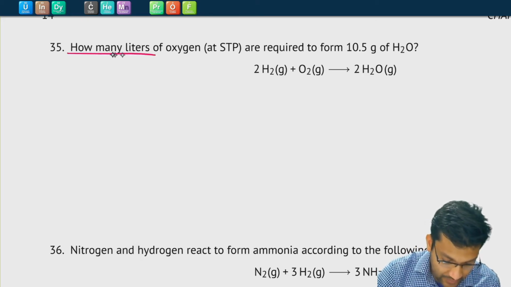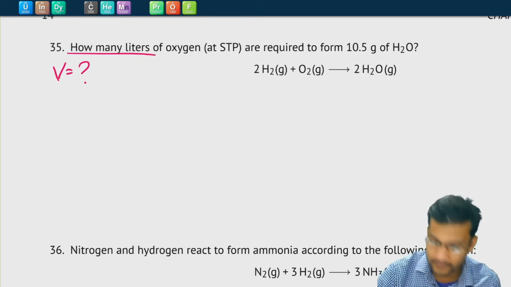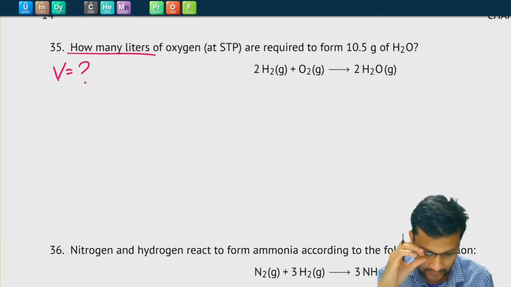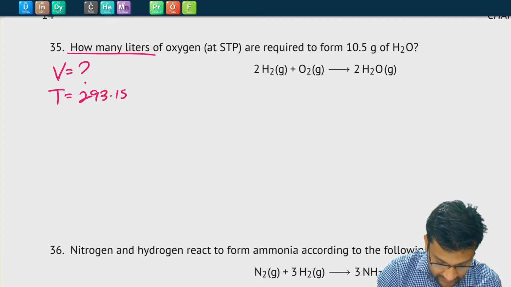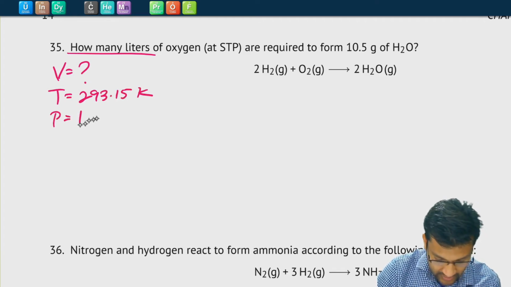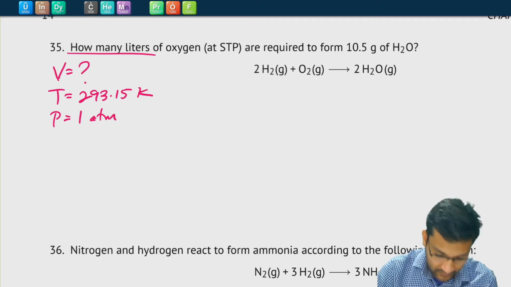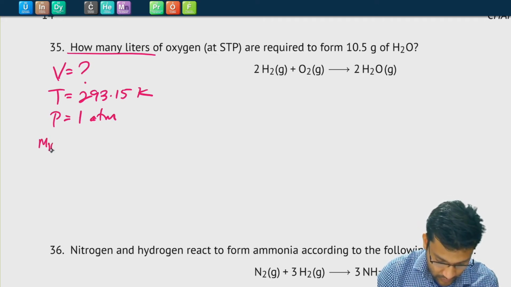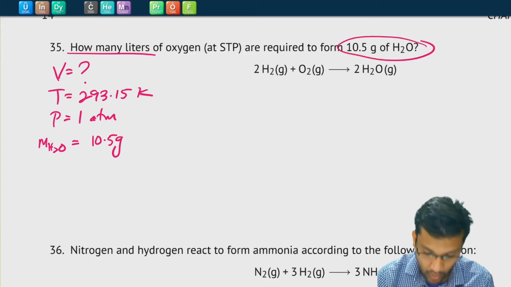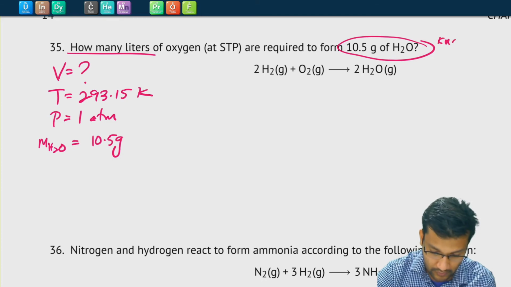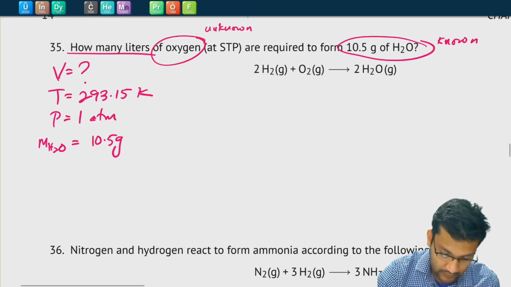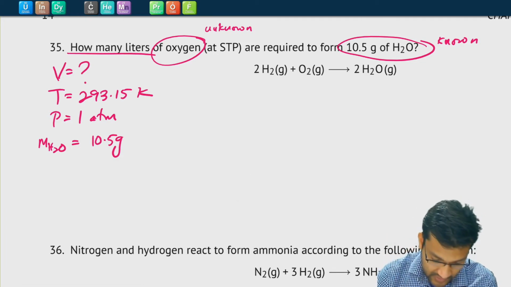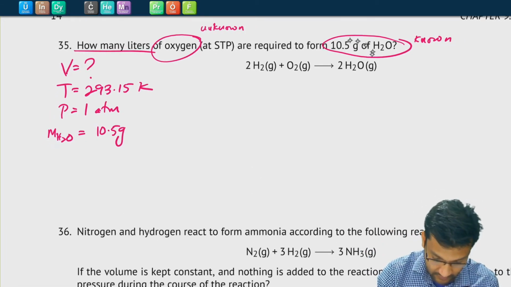So we're asked to find how many liters of oxygen. So we're asked to find the volume, right? Liters is volume. It's at STP, which means the temperature is 293.15 Kelvin and the pressure is 1 atmosphere. And then the mass of H2O is 10.5 grams. So right away, we should be thinking water is our known, right? And oxygen is our unknown.